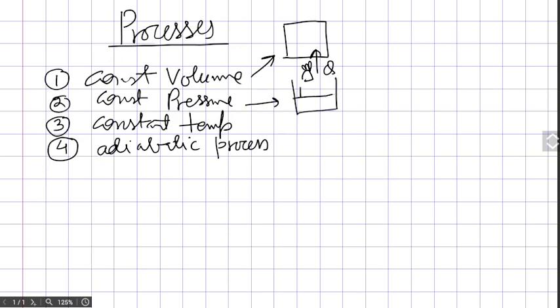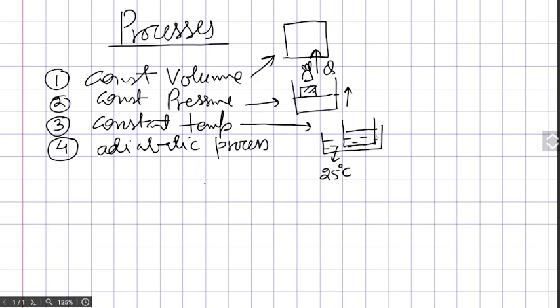Constant pressure processes will be like this. You will take a constant weight here, and now you will increase the temperature of the process, so volume will increase. For constant temperature, you will put your cylinder in, say, water, and you will maintain a constant temperature here. Suppose you are maintaining a constant temperature of 25 degrees centigrade. Now here you will put your apparatus so that the temperature is always constant.